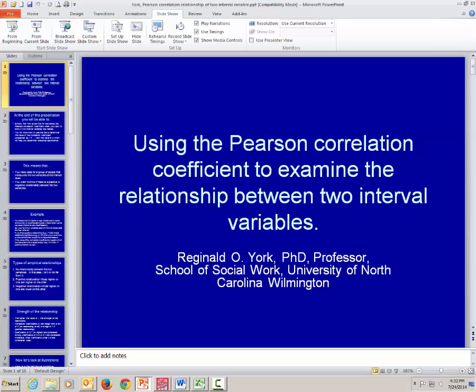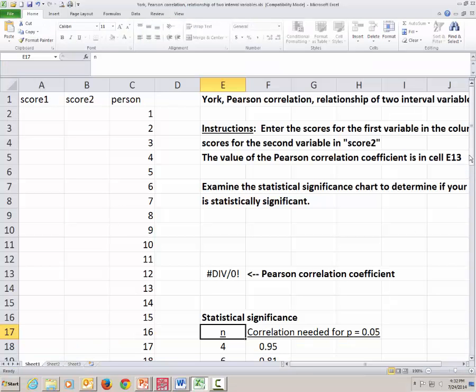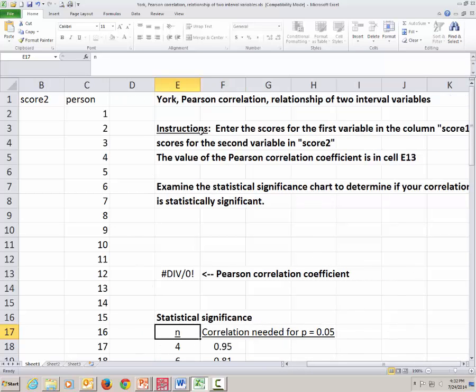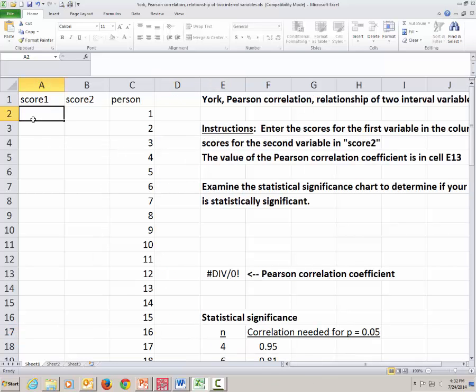Now let's look at this particular file. If I can get it on my screen here. Okay. This is the one. It's called Pearson Correlation Relationship of Two Interval Variables. Instructions say enter the scores for the first variable in the column score 1 and scores for the second variable in score 2. So here's what you would do. 12 and 10, 9 and 11, 5 and 12, and so forth.